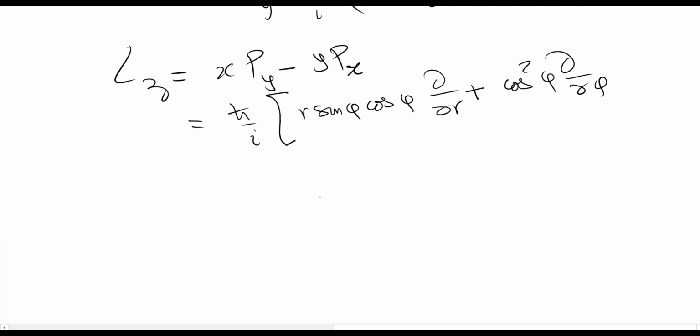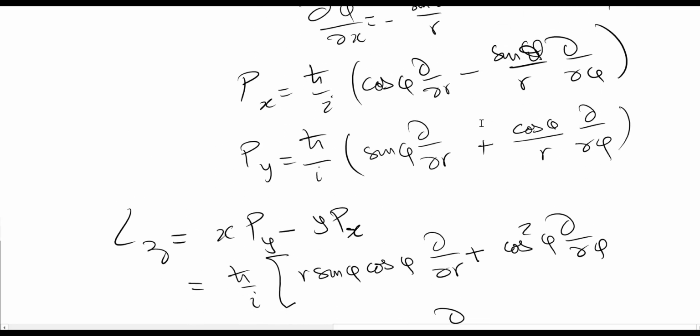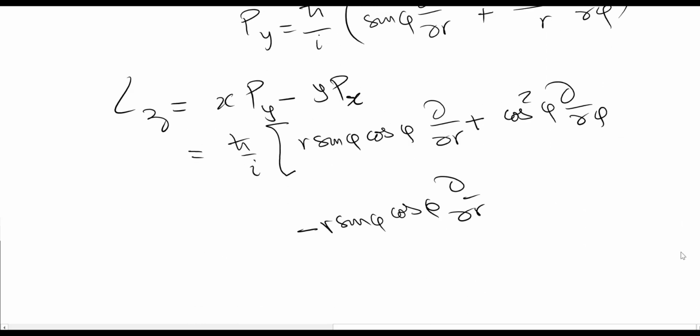minus y, which is r sine of phi, times this one, so it's going to be r sine of phi cos phi, the derivative with respect to r. Minus times minus is going to be a plus, and the r cancels the r, and you will be left with the sine phi coming from y times sine phi, which is going to be sine squared, so it's going to be a plus, because minus times minus is a plus, sine squared of phi, derivative with respect to phi.